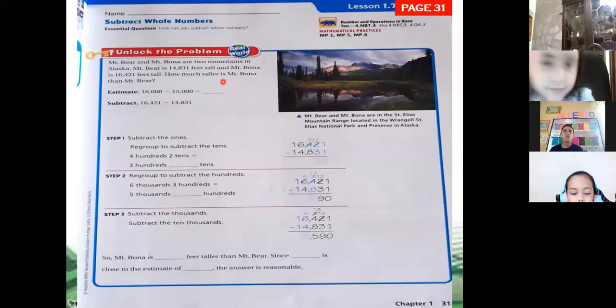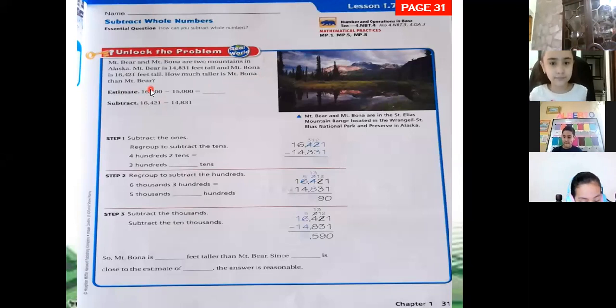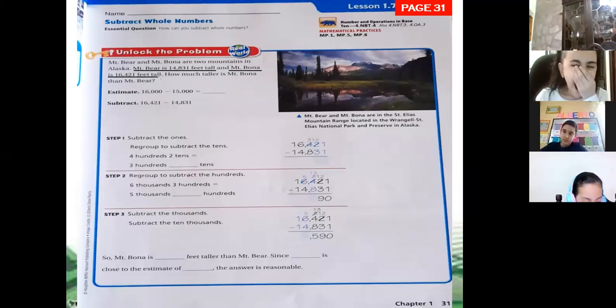Thank you, Gabriela. We have a question: how much taller is Mount Bona than Mount Bear? We need to know this. That is our question, and we need to answer it. We have two pieces of information: the height of Mount Bear, and here we have the information for Mount Bona, the 16,421 feet tall. So how much taller is Mount Bona than Mount Bear?